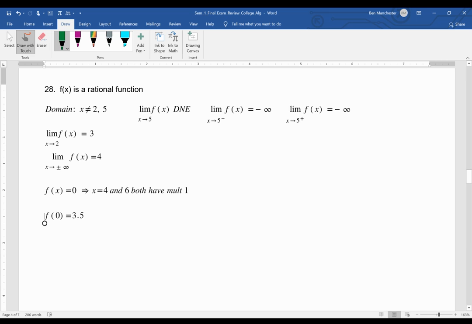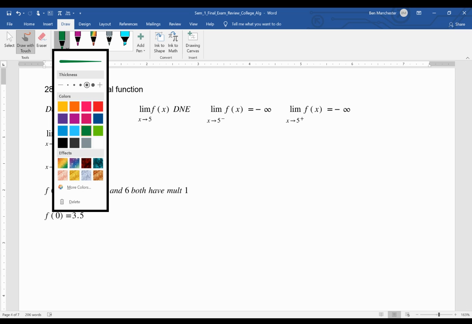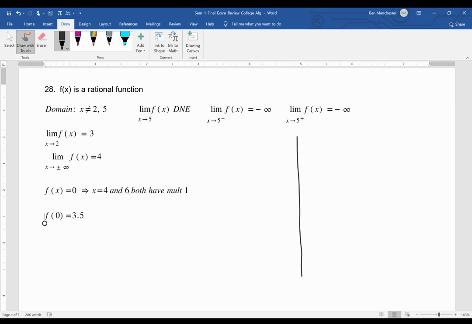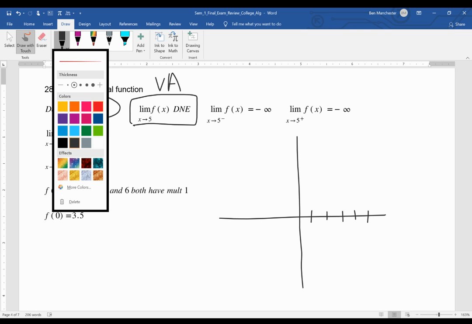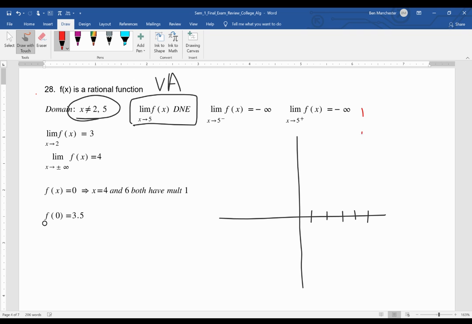Okay, 28, on the other hand, has a lot of stuff. So let's go through this one a little bit more finely. So here you have your axes. We have domain restrictions at +2 and +5. Here it says as x approaches 5, the limit does not exist. So this is your vertical asymptote at +5.